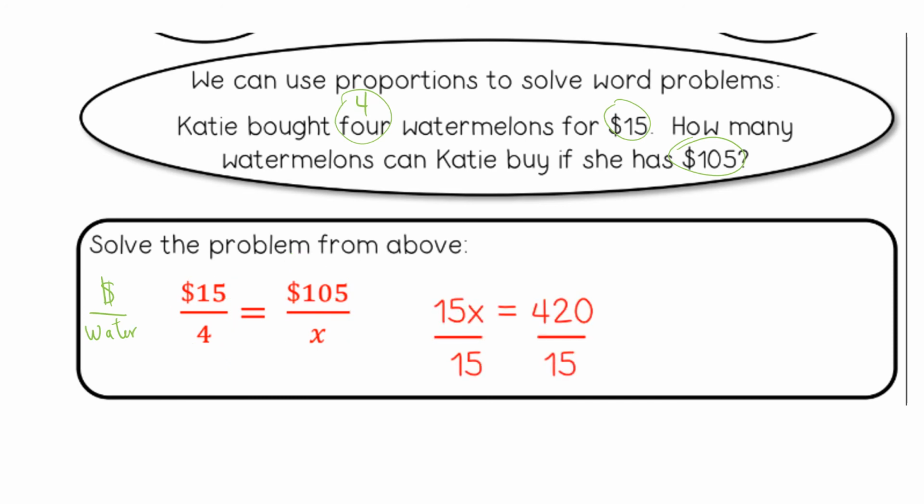Now when we cross multiply, we get 15 times x. 15 times x is 15x, and 105 times 4, that's 420. So what happens next is we will divide. We're solving for x. So that's where the division by 15 comes in. And we have to do it on both sides of the equal sign because we're trying to solve for x. And x is 28. There you go.